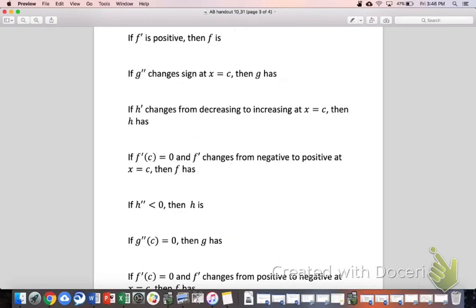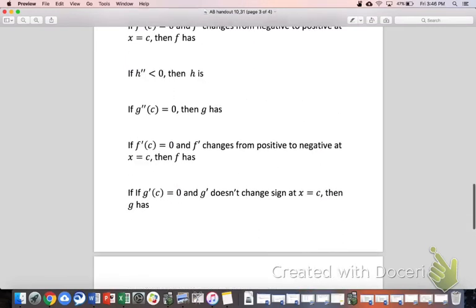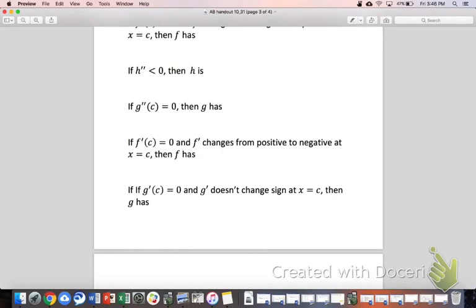Okay, let's look at the rest of these. Two more. This one says if f prime of c equals 0 and f prime changes from positive to negative at x equals c, then f has a relative maximum.